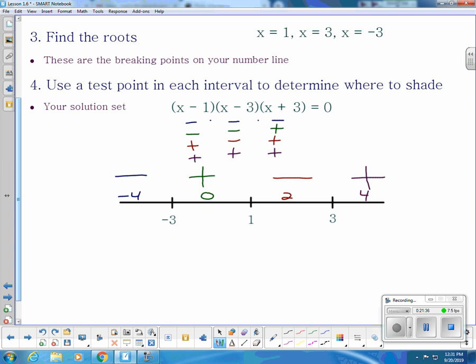Okay. Now, the original inequality said less than or equal to 0. What does that mean? What does less than 0 mean? Negative. So we are looking for when this graph is negative. So it's negative between negative infinity and negative 3, right? Or equal to. And then it becomes negative again at 1 to 3.